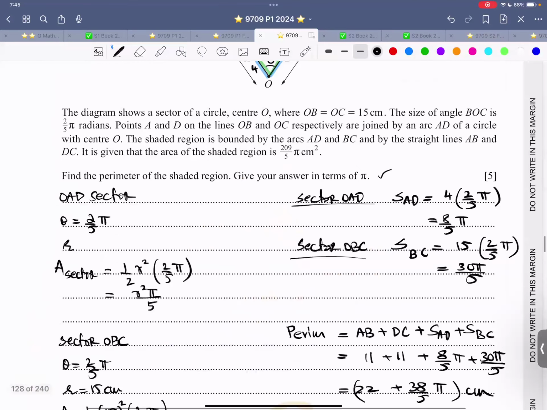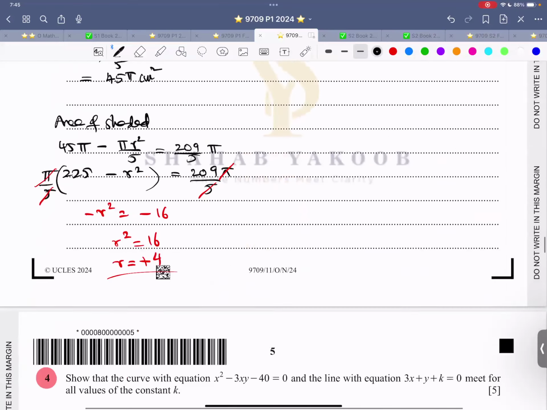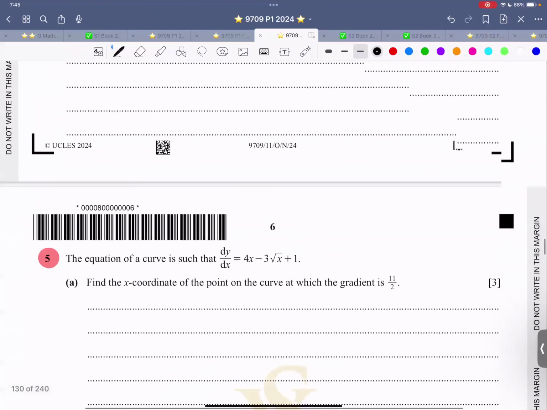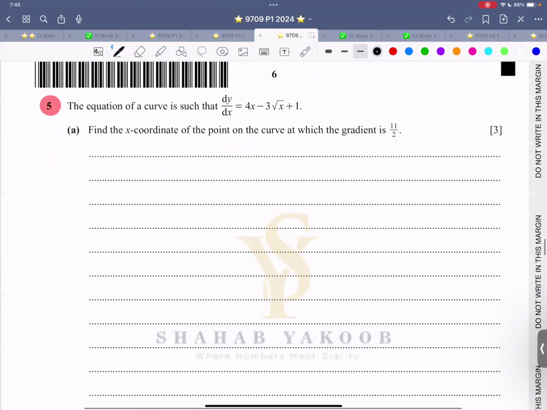So which question is this? This is question number 3. So let's move on. And now it's about the next question, which is question number 5. Now it says, the equation of a curve is such, find the x coordinate on the point on the curve at which the gradient is this much. So now let me write over here. Let me adjust my iPad.